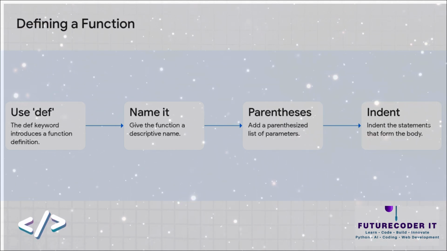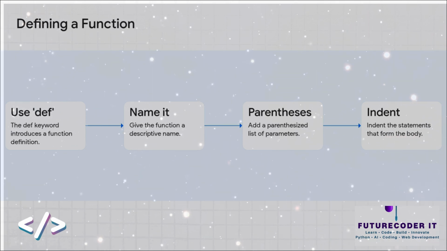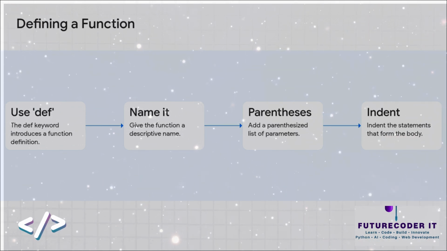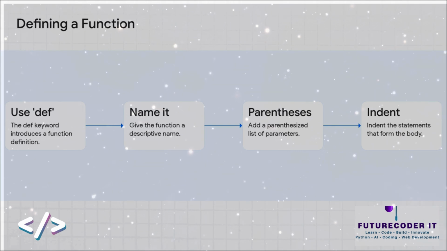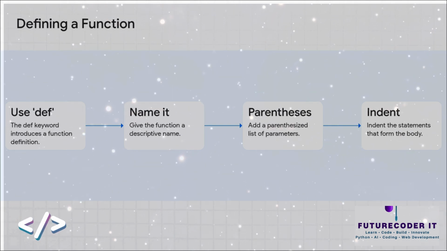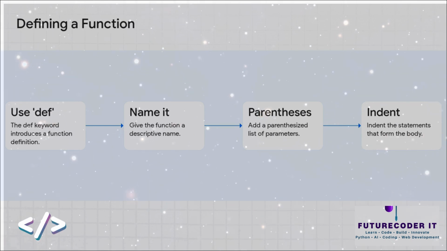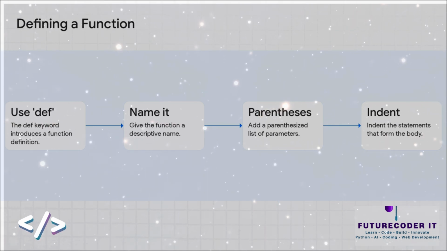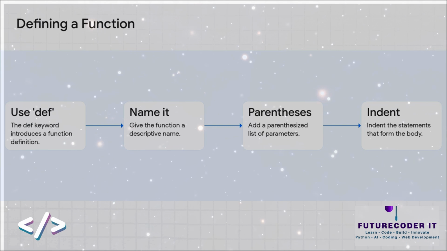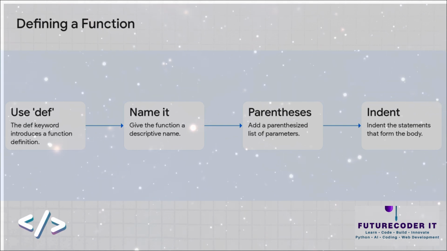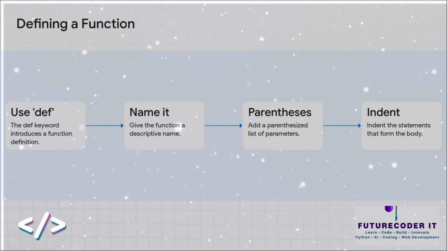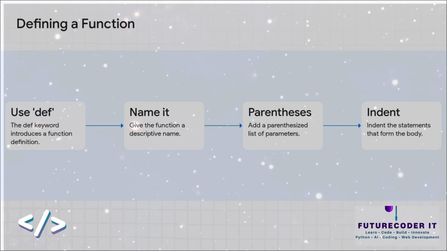Third, add a pair of parentheses and follow that right up with a colon. That colon is absolutely crucial. It signals to Python that a new block of code is about to start. And step 4, you have to indent the code block underneath. You know, in some other languages you might use curly braces, but Python relies strictly on indentation, usually 4 spaces, to know exactly which lines of code actually belong inside your function.